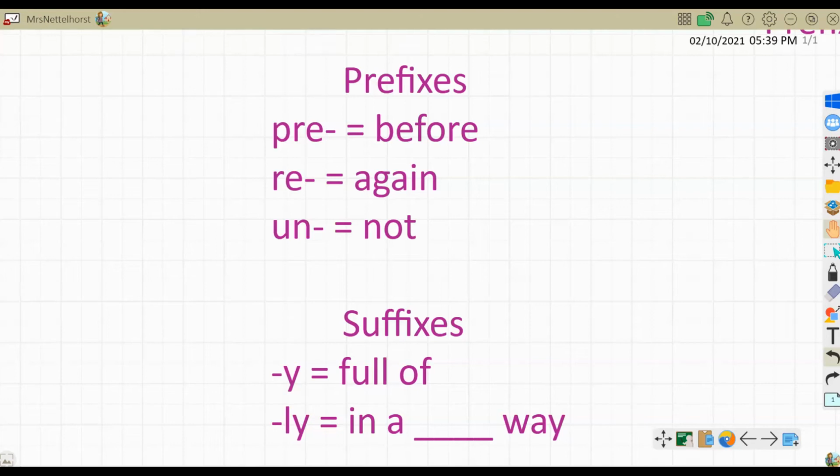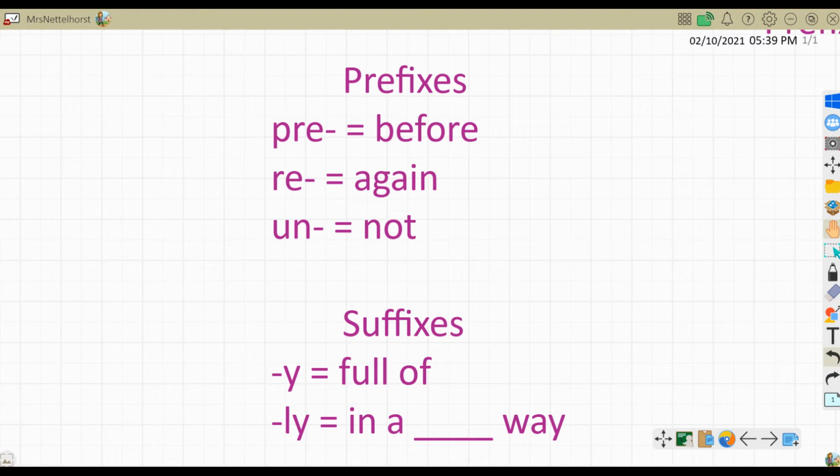Today we're going to learn prefixes and suffixes. They are important because they help us create new words, and they also help us figure out what words mean, words that have more than one syllable. Right now we're talking about 3 prefixes and 2 suffixes.